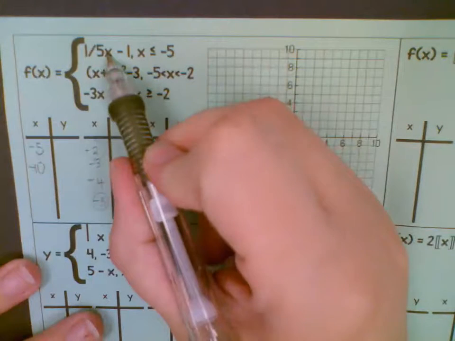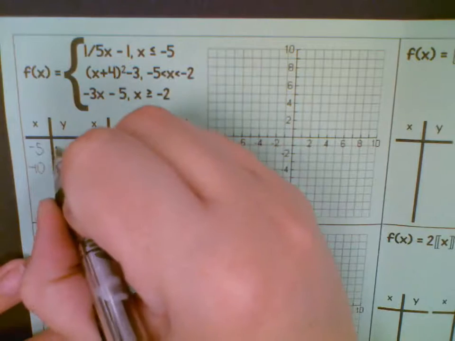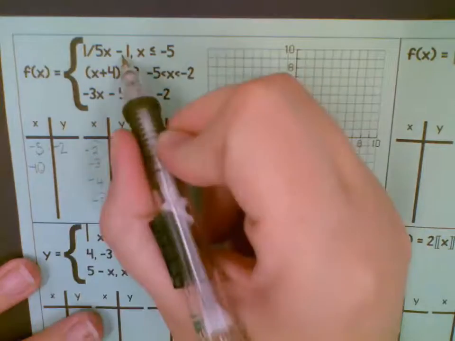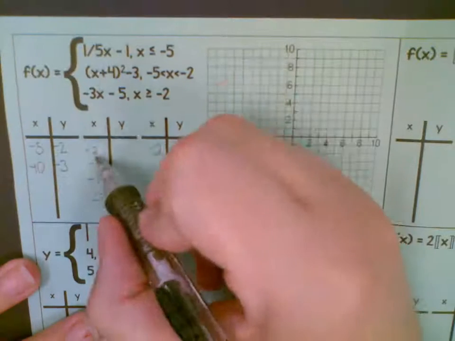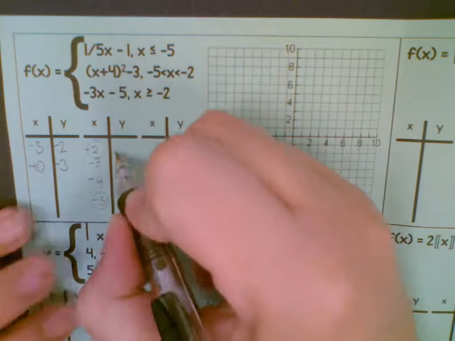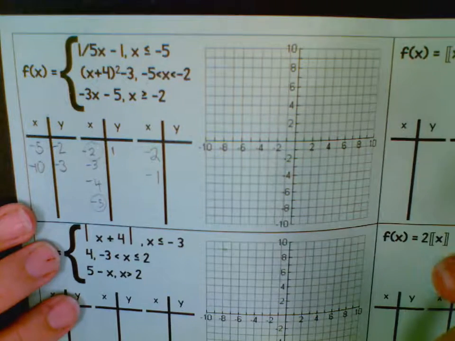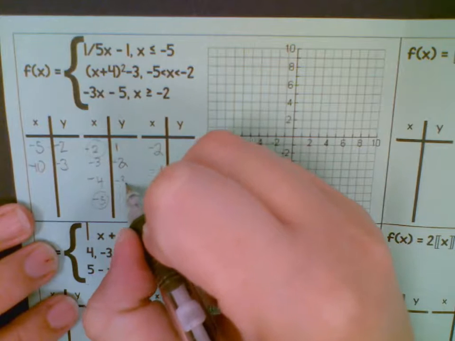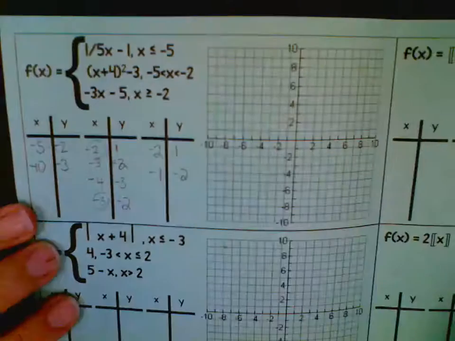Okay, so if we plug in -5, 1/5 of -5 is -1, minus 1 gives us -2. 1/5 of -10 is -2, minus 1 gives us -3. We plug in -2, plus 4 is 2, 2 squared is 4, minus 3 is 1. Okay, go ahead and pause and try to fill in the rest. Okay, so we get -2, -3, -2, and then 1, -2.